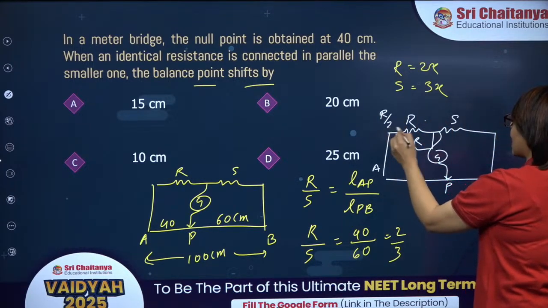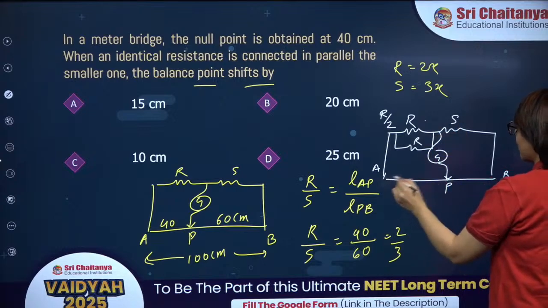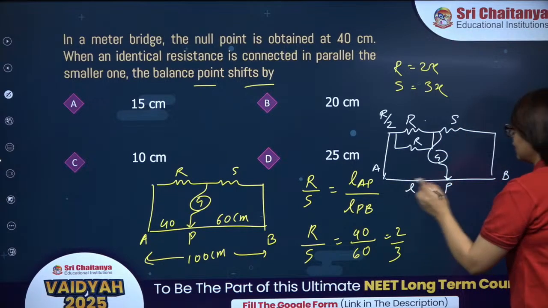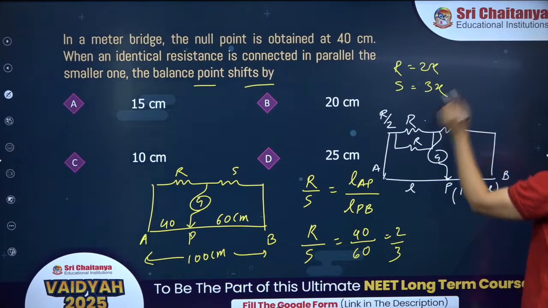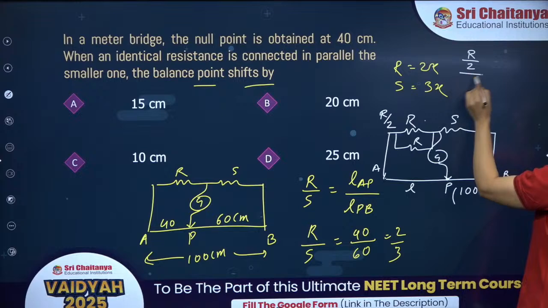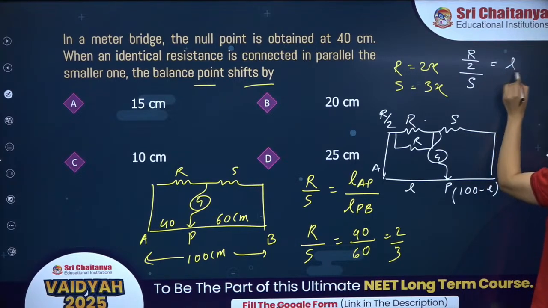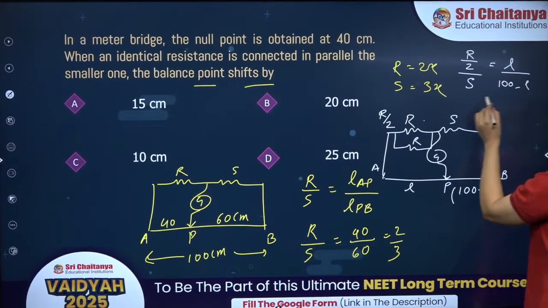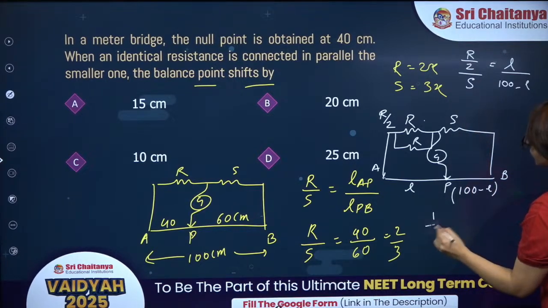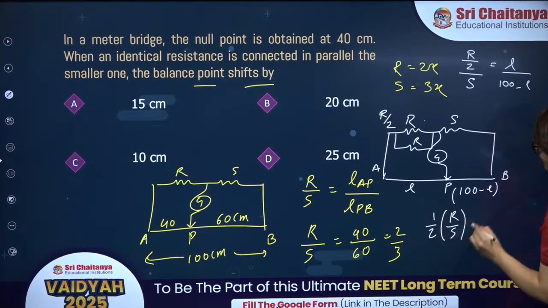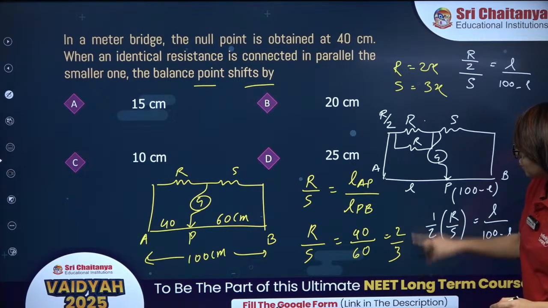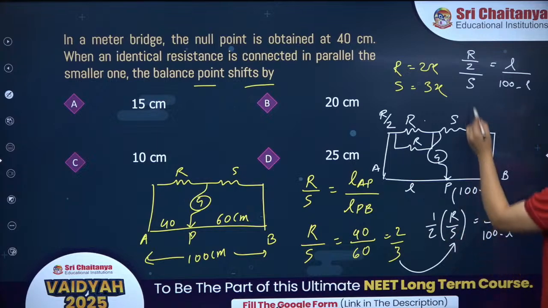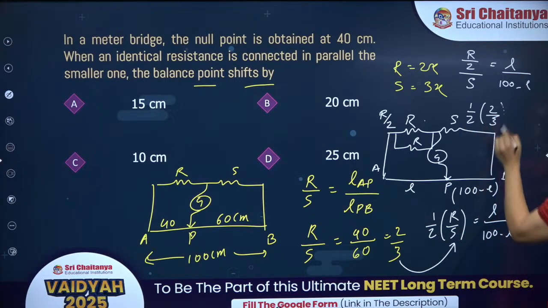So now we have R by 2 and S, and it is balanced by, let's say, AP length L. So the remaining PB length will be 100 minus L. So we have the balancing condition: R by 2 divided by S is equal to L upon 100 minus L. So 1 by 2 times R by S is equal to L upon 100 minus L. But R by S is equal to 2 by 3. Put it here. So you will get 1 by 2 times 2 by 3 is equal to L upon 100 minus L. 2 cancels.